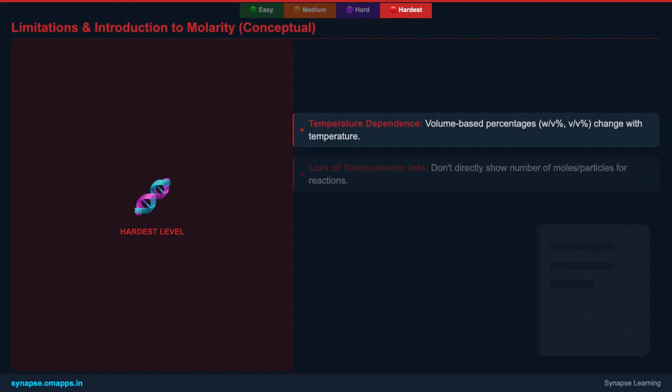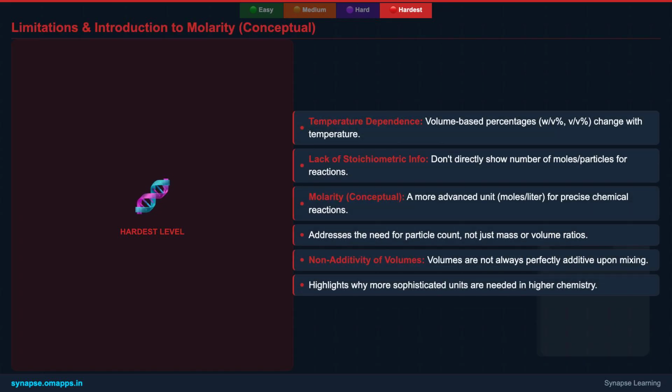While super useful, percentage concentrations do have their limits. Volume-based percentages can fluctuate with temperature, which isn't ideal for highly precise work. More fundamentally, they don't tell us the number of chemical particles, which is crucial for understanding how chemicals react. This is why, in higher chemistry, you'll encounter units like molarity, which directly relates to moles.